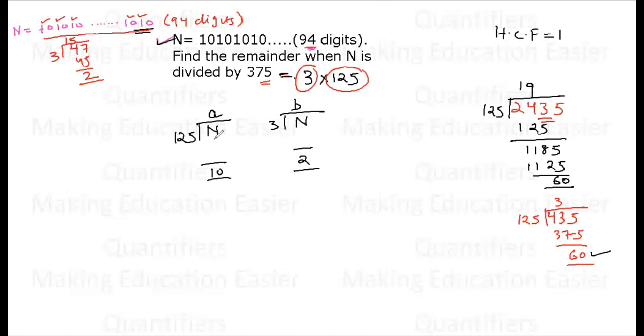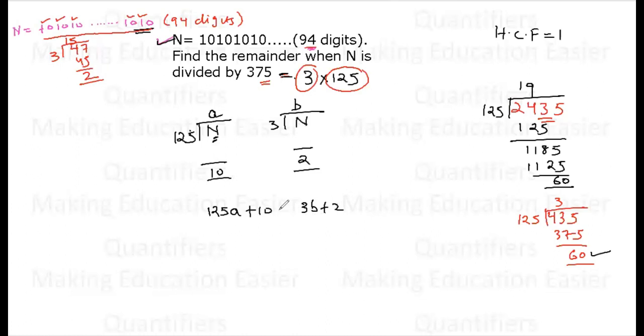Now all of you know that dividend we call as divisor into quotient plus remainder. So we can say n is of the form 125 into the quotient that is a plus remainder that is 10. And from here we can also say that n is of the form 3 into b plus 2.